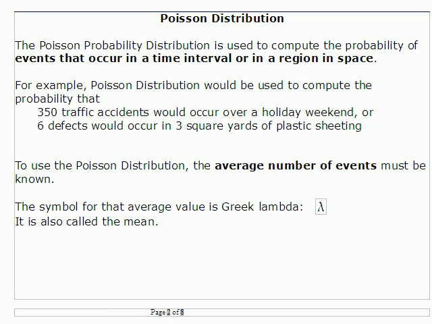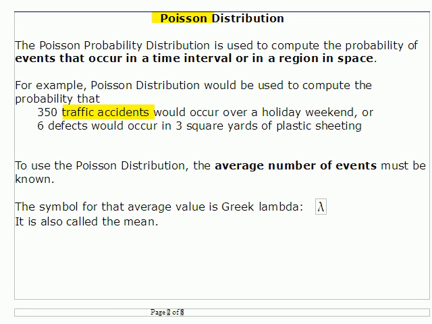in space. For example, if you want to find the probability of so many traffic accidents happening over a certain weekend, that would be a Poisson distribution. If you're looking at defects in something that's manufactured over a certain region, that would be the Poisson distribution.